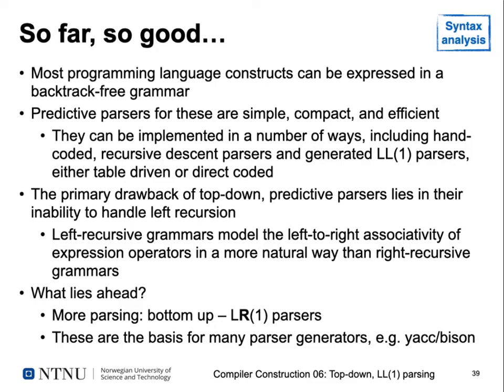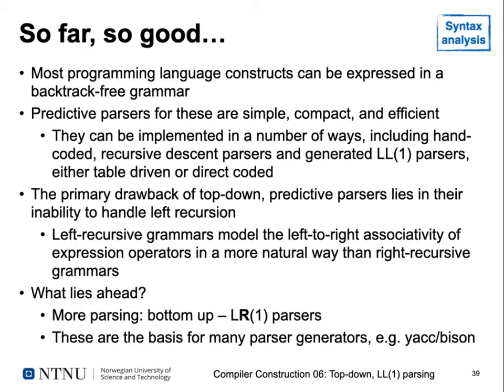The primary drawback of such a top-down predictive parser is that they cannot handle left recursions. So left recursive grammars, as we've seen, model the left-to-right associativity of expression operators more naturally than a right recursive grammar would do. So if we have an arithmetic expression 2 plus 3 plus 4 or whatever, then the associativity would be easier to parse if we would just use a left recursive grammar, but we could always rewrite them to something else that's no longer left recursive. So what lies ahead now is more parsing.